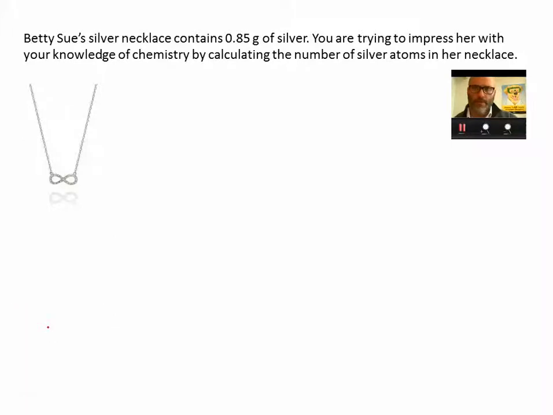All right, we're going to look at some mole gram molecules problems. So let's look at this problem right here. Betty Sue's silver necklace contains 0.85 grams of silver.